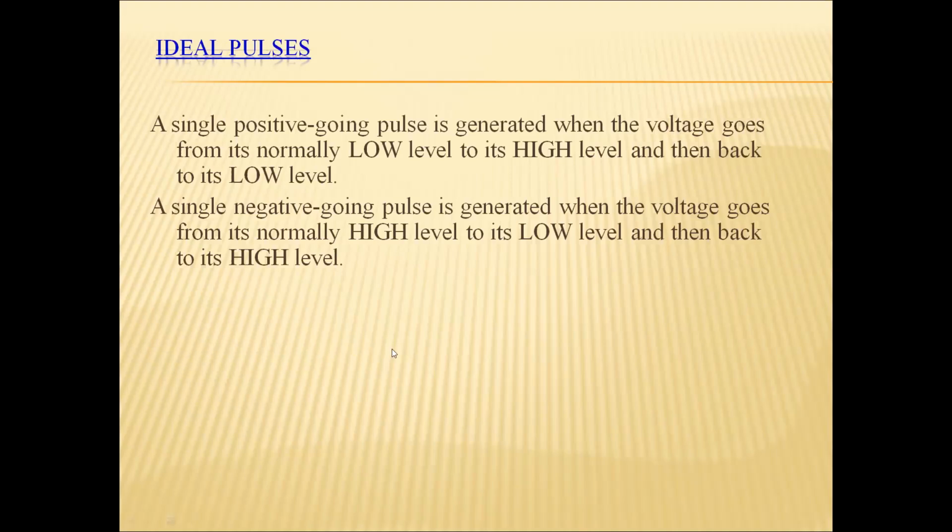A single positive going pulse goes from low to high. It takes a finite time to go to high, and a finite time to reach low. So this is a single positive clock. And what about the negative going pulse? A negative going pulse is generated when the voltage goes from its normally high level to its low level. So the reverse happens. It will not start from here, rather it will start from here, then go again.